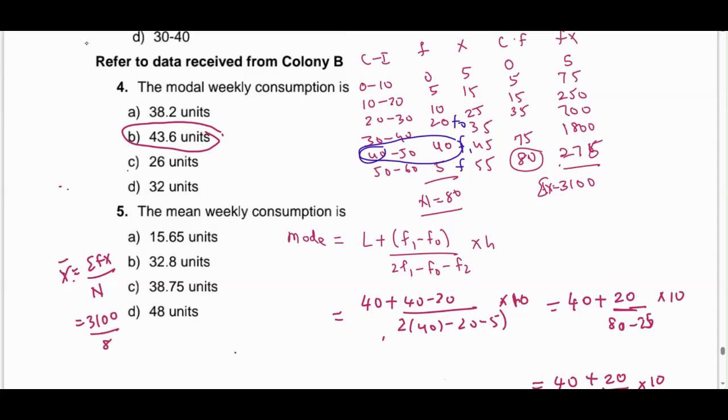3,100 divided by 80, the 0 and 0 cancel. 310 divided by 80 is 38.75. So the answer is C.